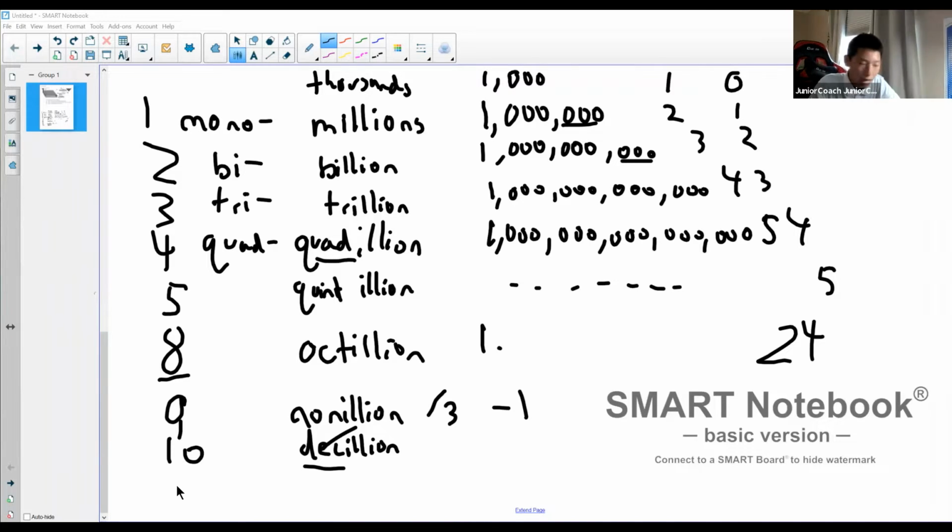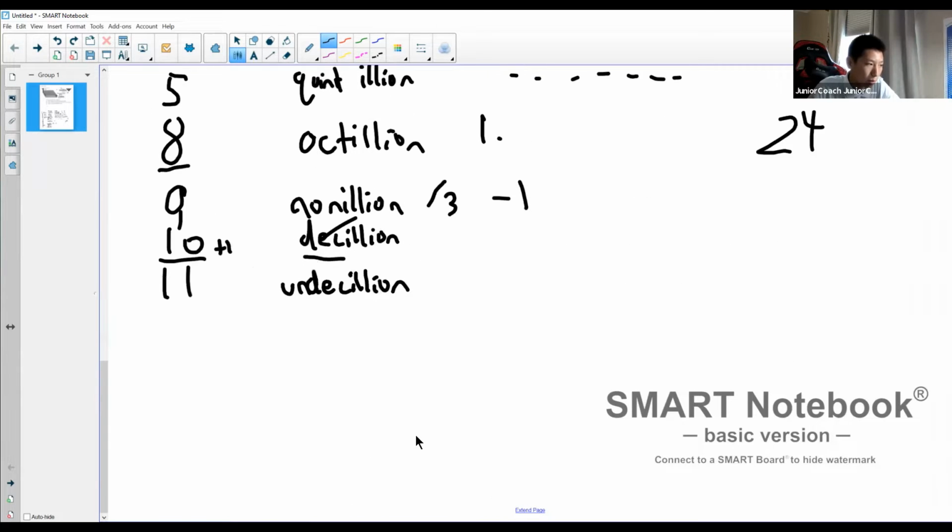I think Alex asked a wonderful question. What happens if we go even higher? What happens if we go to 11? Well, if we go to 11, we have decillion, which is 10, but we add 1 to it. So it becomes undecillion. Meaning 1. For example, uno is 1 in Spanish. 12 is 10 plus 2. So it's decillion, but plus 2. So it becomes duodecillion.